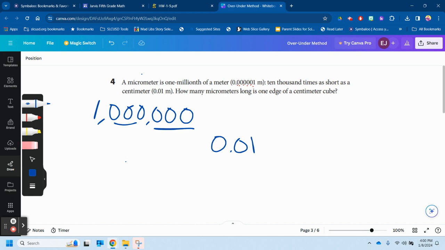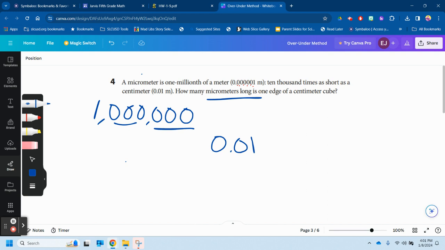So how many micrometers long? I hope I said that right. So I'm going from meters to micrometers, I multiply. Larger to smaller units, I multiply. If I'm going from smaller units to larger units, I divide. Okay, we'll review that more in class. But I'm going from a meter to micrometers. So how many micrometers is 1/100th of a meter?